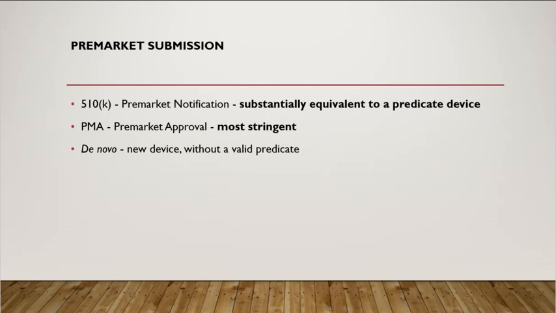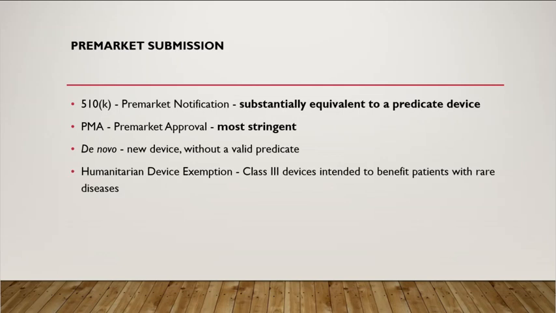And there's an exemption that you need to know about for a pre-market submission, and that's a class 3 device intended to benefit patients with rare diseases, which brings to mind whether or not any of the current exploratory devices for the present coronavirus pandemic might fall in the humanitarian device exemption category.